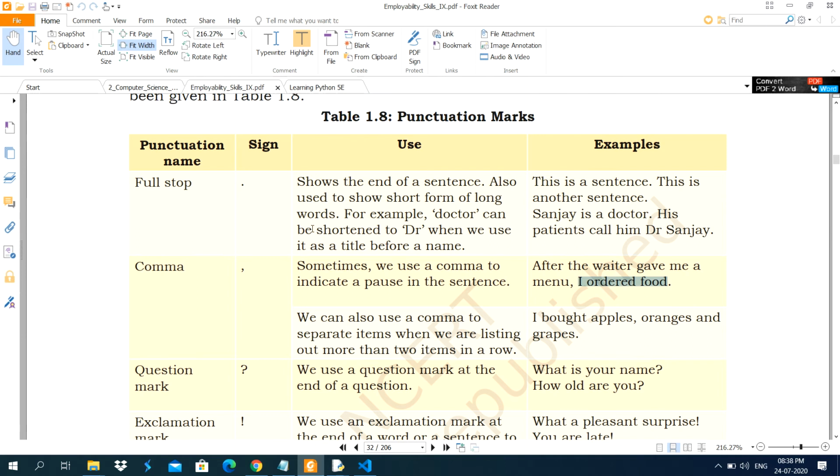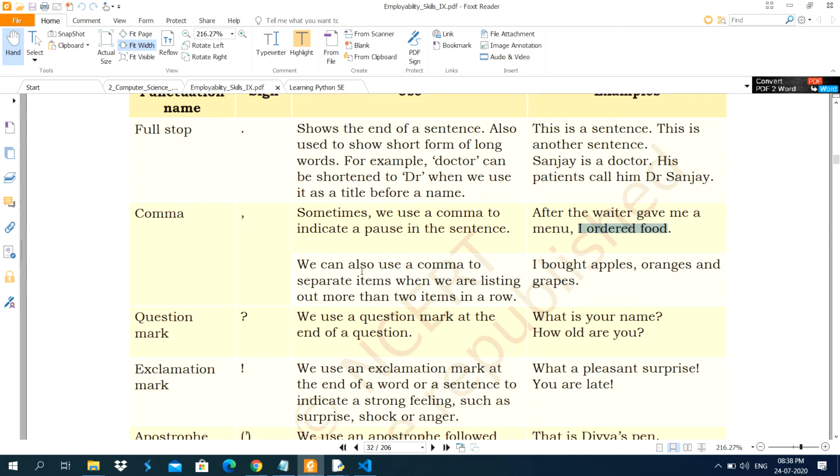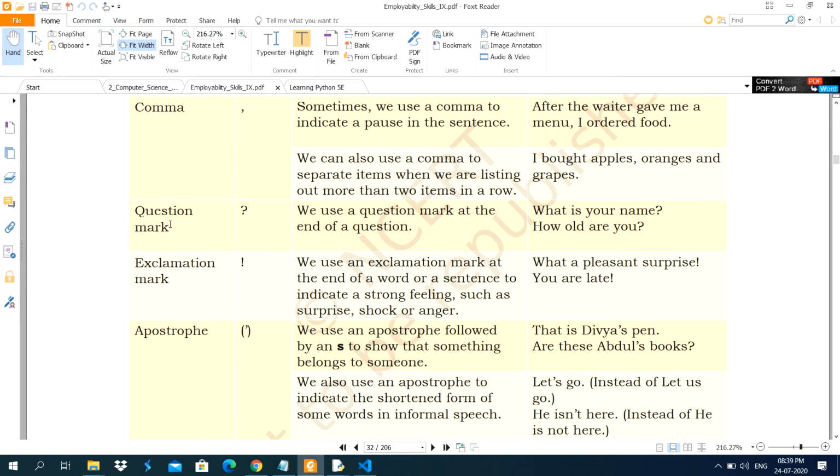And the second use is, we can also use a comma to separate items when we are listing more than two items in a row. Like in this example, I bought apples, oranges and grapes. You see here there are three items in this sentence, fruits in this sentence, but the first two fruits are separated with a comma.